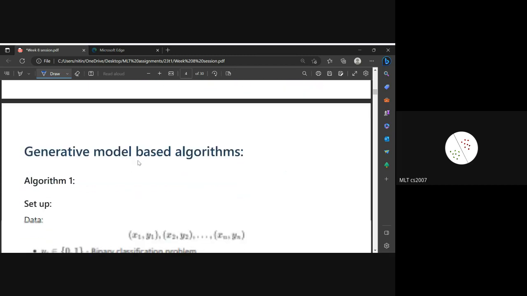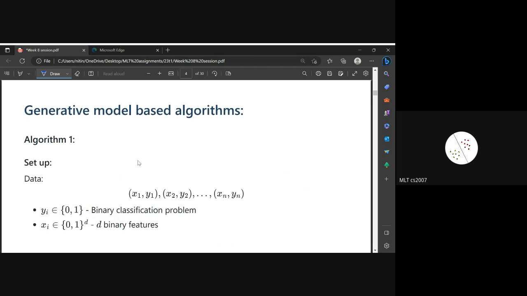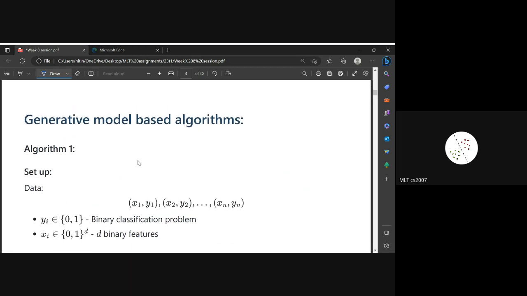So what is a generative model and what is a discriminative model? What is the difference between these two models? How do you define a generative model?